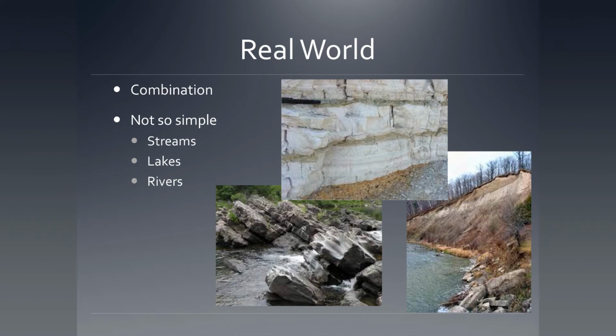So once again, in the real world, they're a combination. It's not so simple. Think about streams and lakes and rivers. Sometimes it's by density, sometimes it's by size, other times it's by natural phenomenon like glacier movement or flooding that will cause changes in things. So in general, the two rules we want to focus on now is sorting by density and sorting by size, and we will leave some of the more complicated things a little later as we get more into the real world.